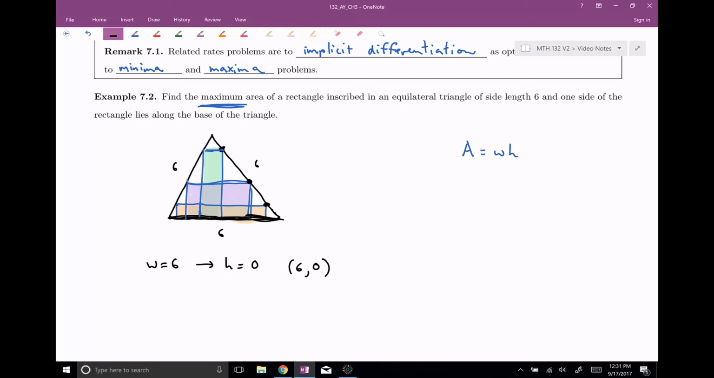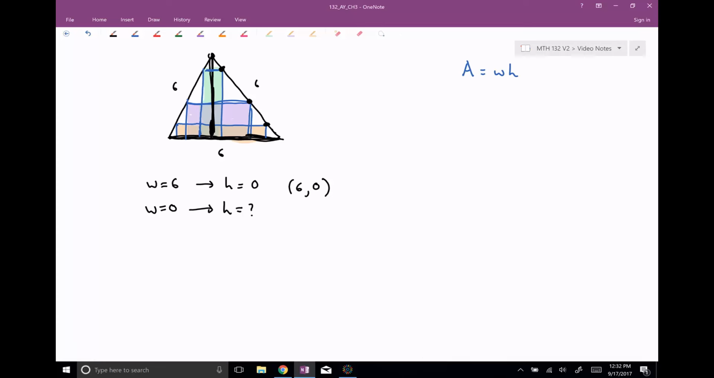Likewise, you could ask, if I gave you a width of 0, what would the height be equal to? If your rectangle didn't have any width whatsoever, you would go all the way to the very tippy top of this triangle. So what is the height of this triangle in this case? Well, that's where we need to use a little bit of geometry.